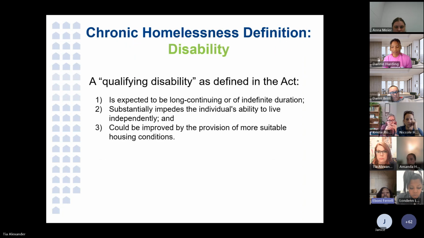Although most of this presentation is focused on the first part of the chronic homelessness definition, which is time spent in an emergency shelter, place not meant for human habitation, or safe haven, a person must also have a qualifying disability in order to meet the definition of chronic homelessness. Qualifying disability for the purpose of chronic homelessness is the same as for general permanent supportive housing eligibility.